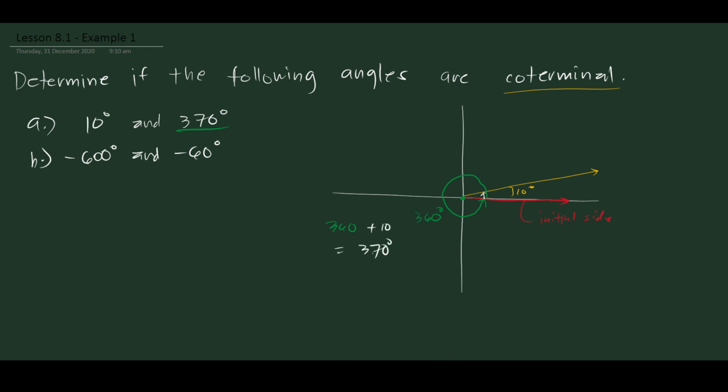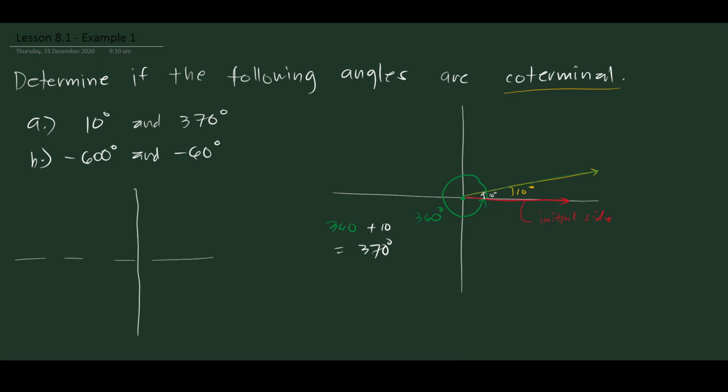So you have here 10 degrees. So we can therefore say that these angles are coterminal. Okay, they have the same terminal side. Okay, so that's the answer for number one. So A, 10 degrees and 370 degrees are coterminal. Okay, let's go to number two.